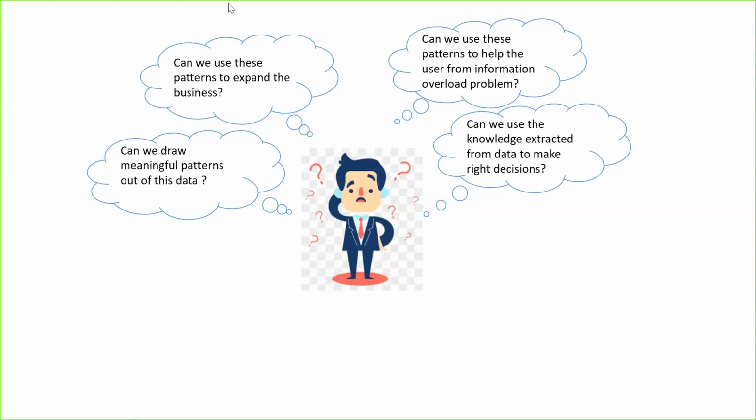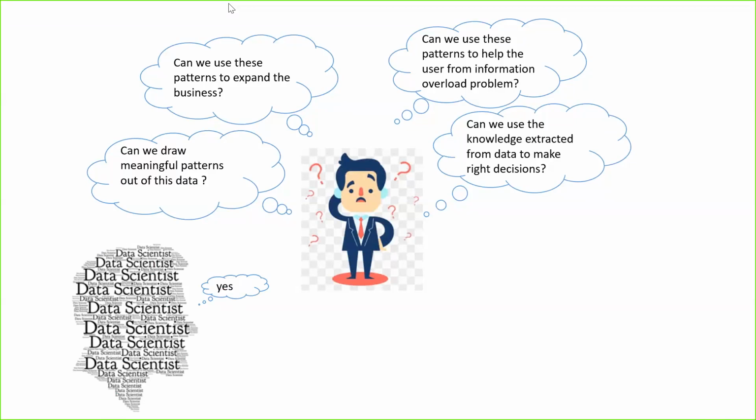So lots of questions, and the data scientist answer for all these questions is yes. Yes, we can use these patterns to make some meaning. We can use this data to draw some meaningful patterns out of the data, and we can use these patterns to expand the business or business decision making process. Or you can use these patterns to help the user with the information overload problem and recommend whatever he likes, and you can improve the quality of the decision that the customer is taking by analyzing his or her preferences. So the data scientist answer for all these questions is yes, we can do all this.